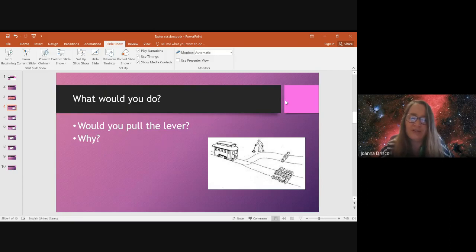Would you pull that lever and divert the trolley away from the 5 people and towards one person? Or would you just let it carry on about its business and head towards those 5 people on the track? So pause the video now and I want you to think about, first of all, what you would do, and secondly, why you would do that.